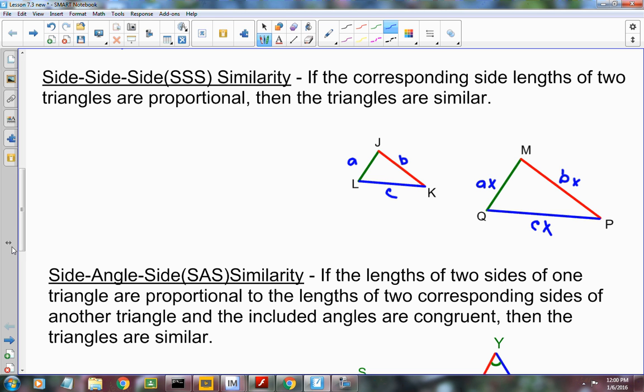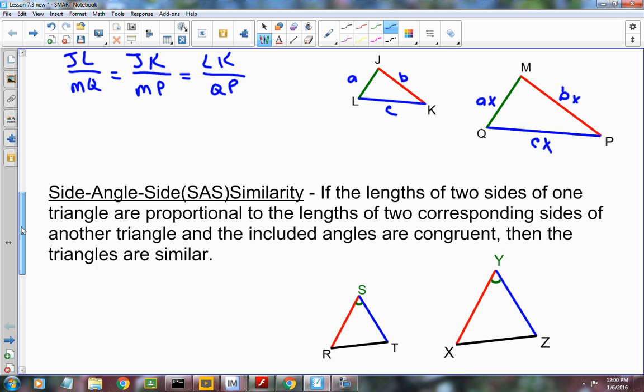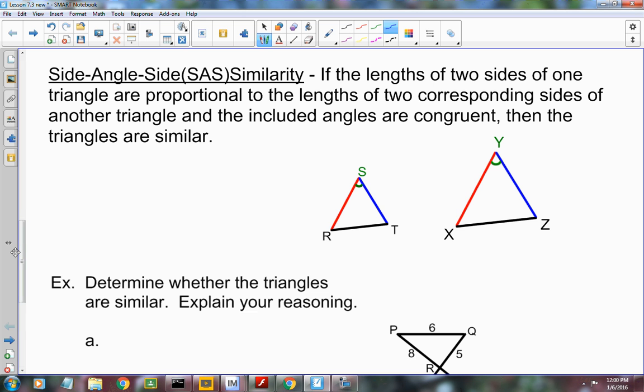You need to be able to identify how you would do that by stating the actual segments. So, like JL is to MQ, as JK is to MP, as LK is to QP. So if I can show all 3 pairs of sides proportional, then that's sufficient enough information to prove the triangles are similar. Then the last way is the side-angle-side similarity.